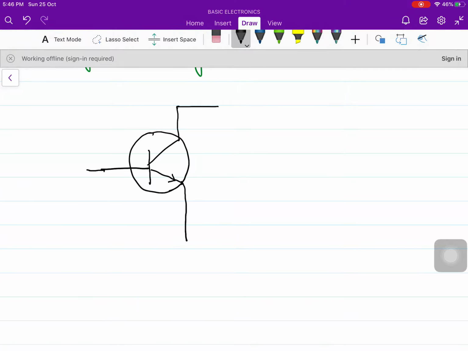And what is active mode? Active mode is when you forward bias the emitter base junction and reverse bias the collector base junction. So this is base, this is emitter, and this is collector. This is an NPN transistor. So emitter is N type, base is of P type, and collector is of N type. Now for active mode, we will make emitter base junction forward biased. So it will be like this.